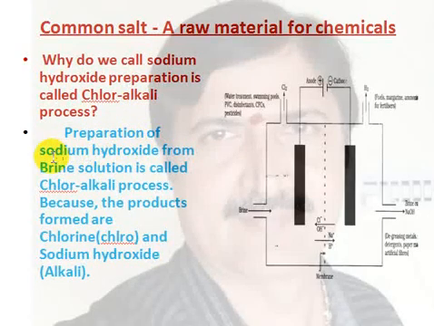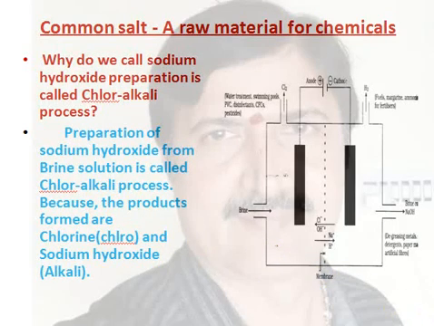Here the preparation of sodium hydroxide from the common salt, sodium hydroxide so prepared is alkali. It is a base which can dissolve in water, so it is alkali. And here chlorine gas is prepared, so we are using chlor, and another product alkali is produced. So this process is called chlor-alkali process.